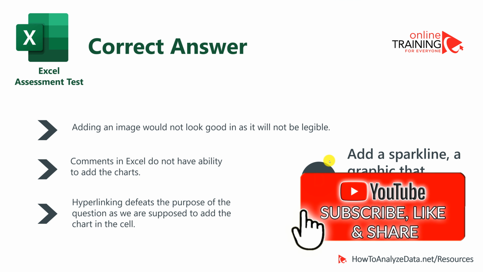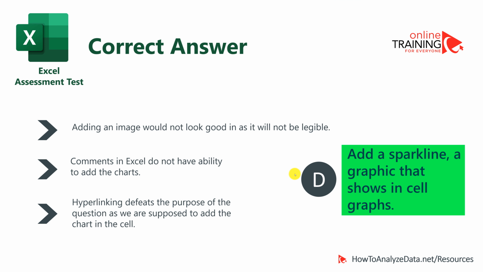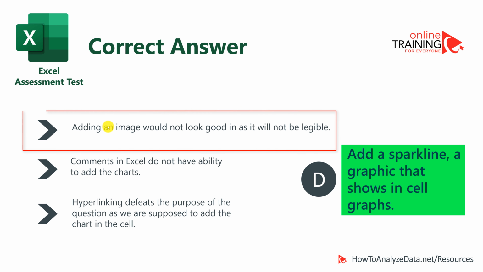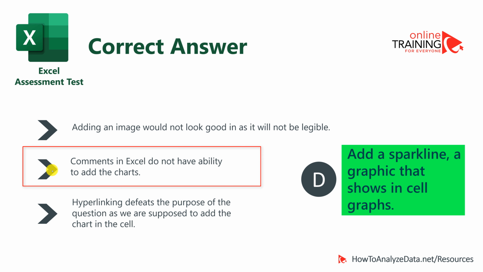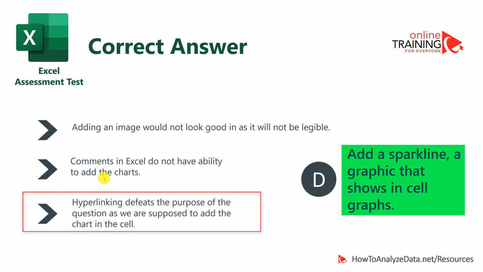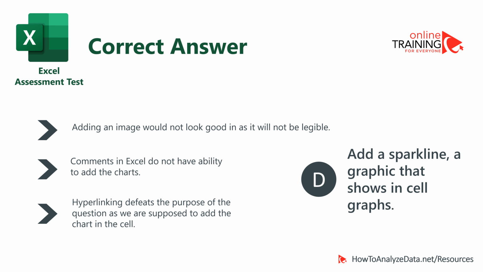As you might have figured by now, the correct answer is D, which is add sparkline, a graphic that shows in the cell graph. Now, adding an image would not look good as it's not going to be legible, so that's not a valid choice. You also need to understand that the comments in Excel do not have ability to add the charts. And then hyperlinking defeats the purpose of the question, as we're supposed to add chart in the cell. So make sure to pick a sparkline as a valid choice for this type of question. Hope you've got it right.